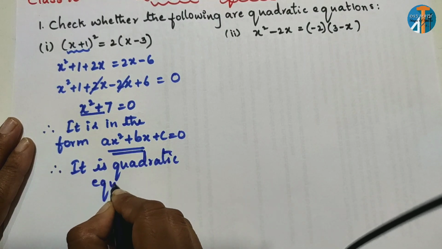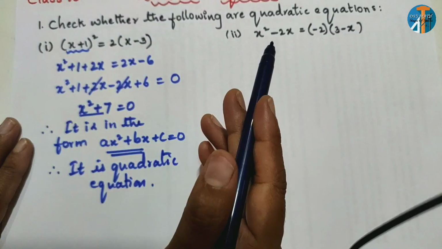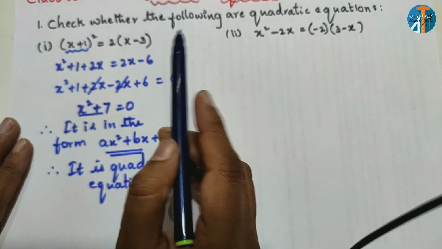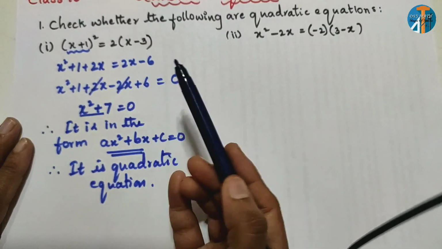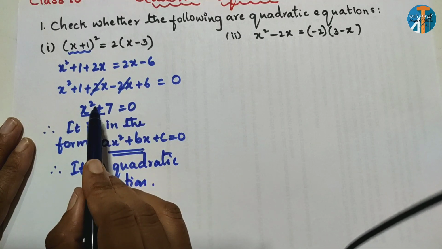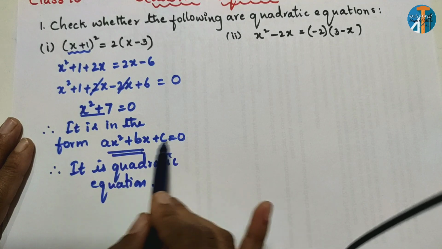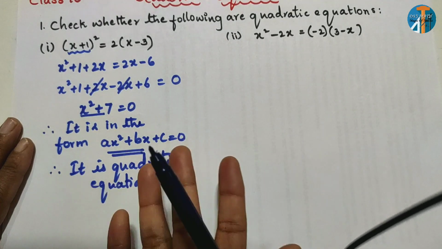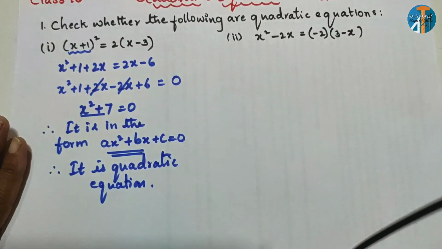This is a very simple problem. You only have to simplify this using identities and regular multiplication along with the sign, and simplify it by shifting the RHS to the LHS, cancel it, and check whether the highest power of the obtained equation is 2 or not. If it is 2, yes, it is in the form of a quadratic. If it is not there, you write it is not a quadratic. Okay, so this is about sub question 1.